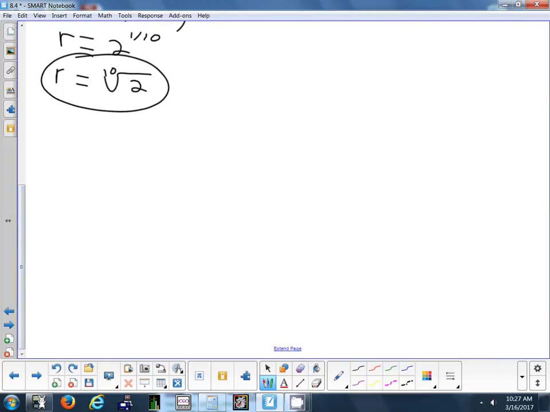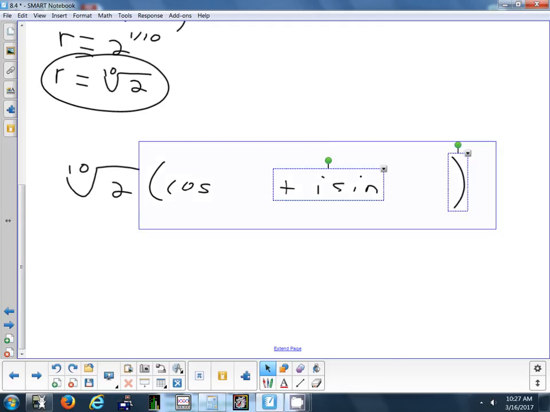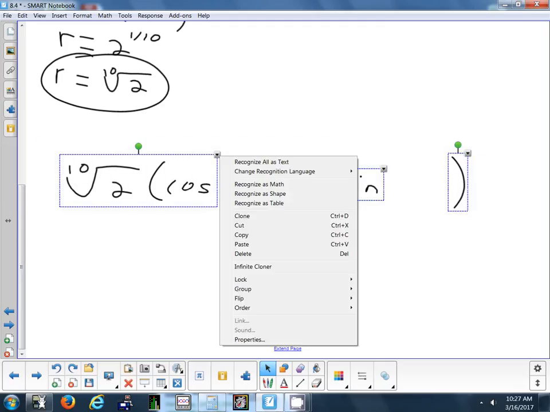Okay, so let's write down 10th root of 2 cosine plus i sine. And then in your notebook, just copy and paste that a couple times.